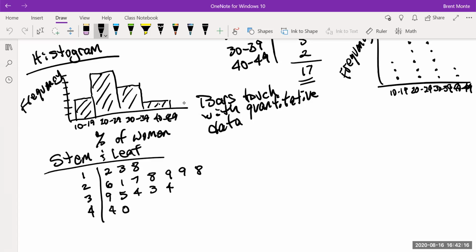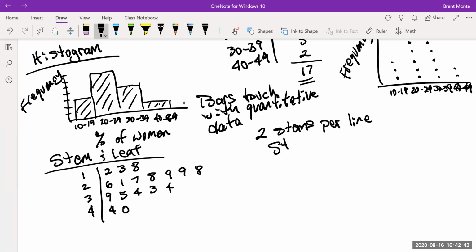So for instance, in the 40s, you'd have to put the 0 before the 4. And then obviously in the 2s and the 3s, you'd have to order those smallest to largest as well. But that's a stem and leaf. Sometimes if you have a lot of data, they'll do another stem and leaf, but they'll say 2 stems per line.